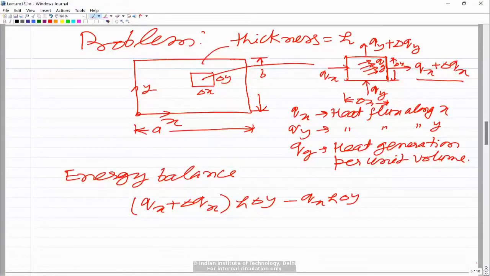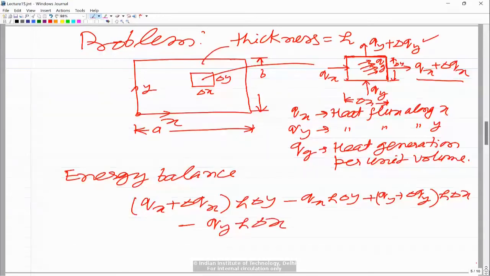Then we add this Qy, that is Qy plus delta Qy. This is heat per unit area, so we need to multiply by the area. We know that this length is delta x and into h. So we will have h into delta x, minus Qy h into delta x. And there is a heat generation also. Because whatever we are writing here is the heat going out of the differential element, this must be equal to the heat generated inside.